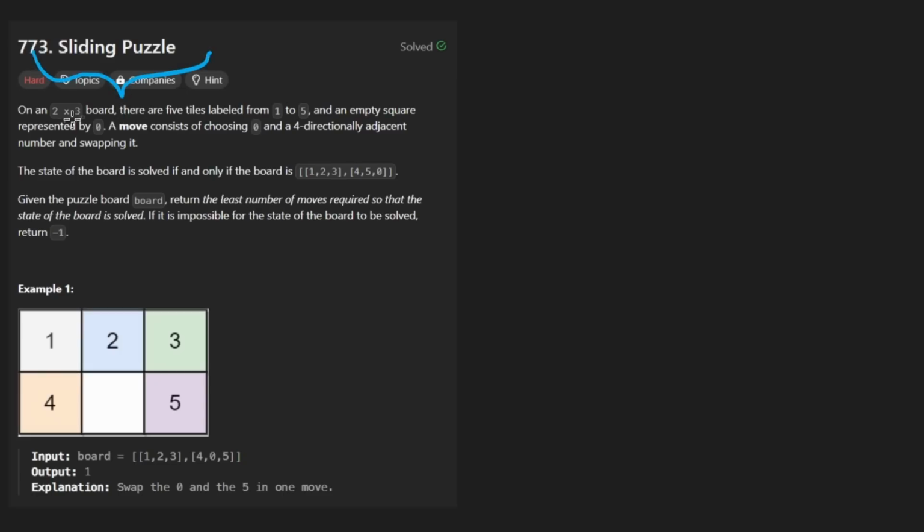The concept is pretty simple. The board is of 2 by 3 size, so it's always going to be the same size, and it's always going to have numbers 1 through 5 as well as a 0. But the only thing is they could be arranged in any way. What we want to determine here is, is it possible for us to rearrange the board such that it's like this, where the first row is 1, 2, 3, and the second row is 4, 5, 0? This spot is considered a 0.